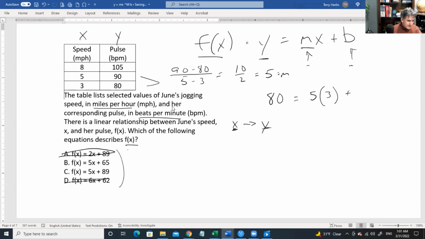So what's happening here is I've got 80 is equal to 15. The only one that's going to work is 65. So that is my answer. 65 and 65, and my answer is B. Nothing to it.